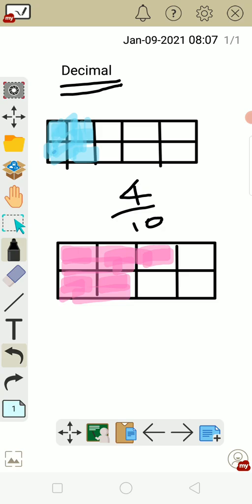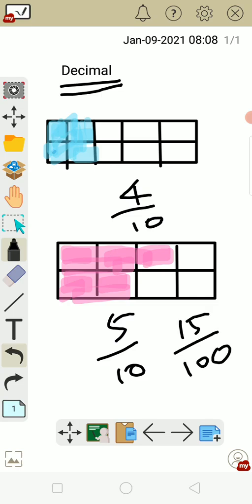Okay, it's a fraction. Then if you look at the second diagram, 5 out of 10 has been shaded in the pink color. Okay, so we can write the fraction as 5 upon 10. Okay, if you assume 15 parts out of 100 are shaded, you can write it like this: 15 out of 100. Okay, if you assume 32 parts out of 1000 are shaded, how can you write it? We can write 32 upon 1000.